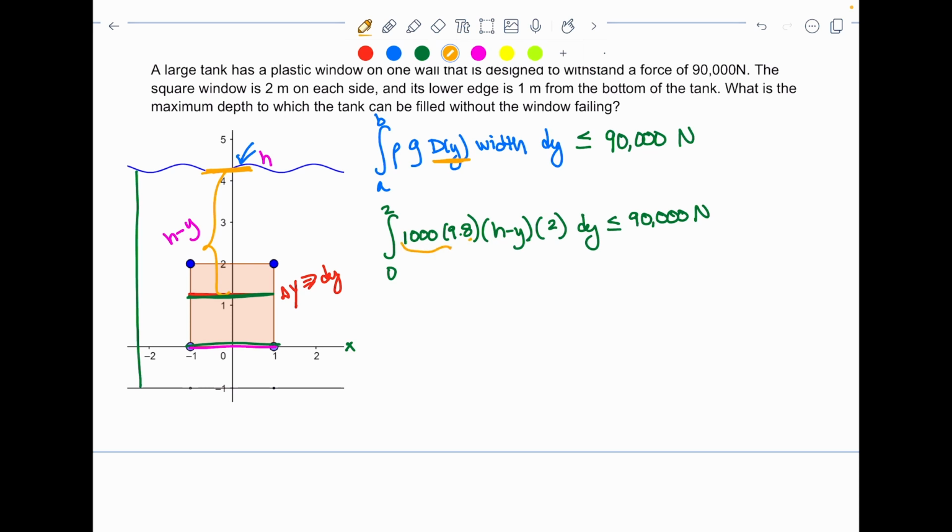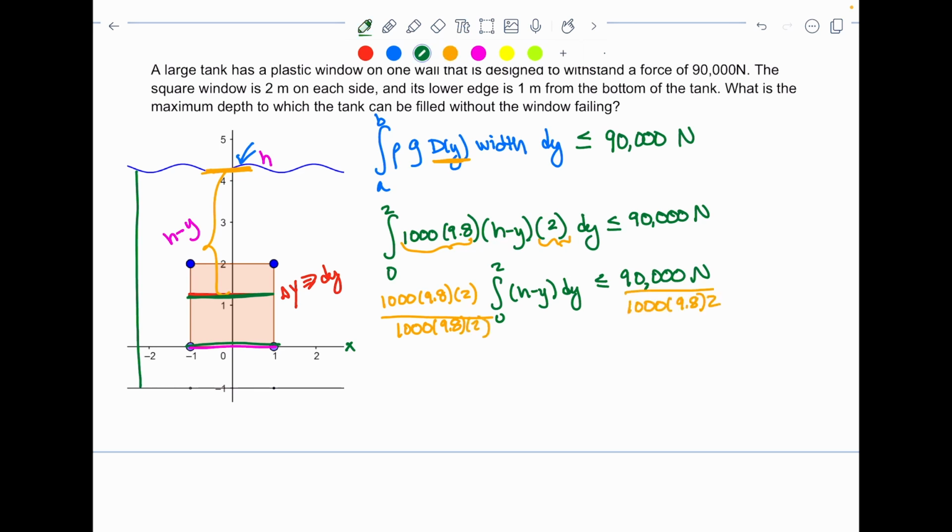I have some constants here. I have 1,000 times 9.8 times 2, and I can pull those out in front of that integral. I can have 1,000 times 9.8 times 2, and then the integral from 0 to 2 of h minus y dy. Now to make things just a little bit easier, I'm going to divide both sides by this 1,000 times 9.8 times 2, and that's going to make my calculations just a little easier. What I'm left with is the integral from 0 to 2 of h minus y dy, and that's going to be less than or equal to 4.5918.